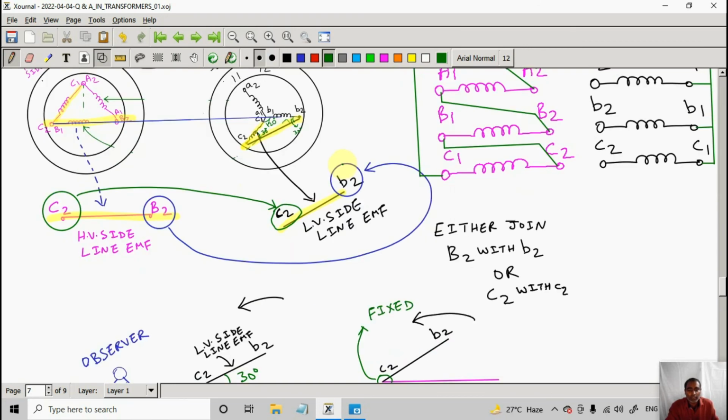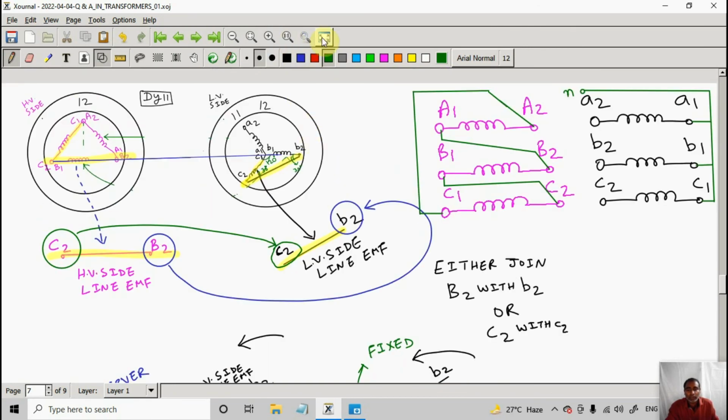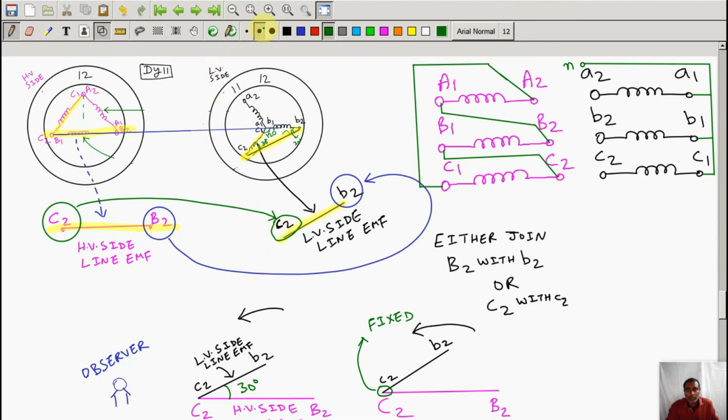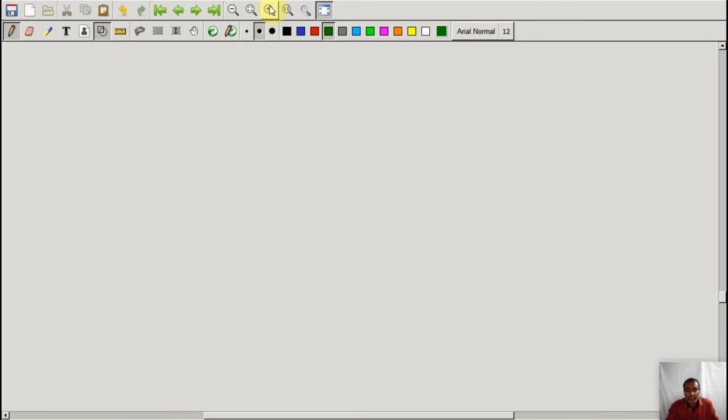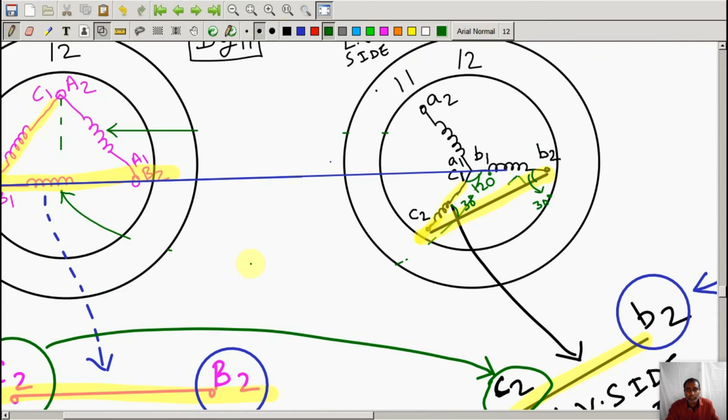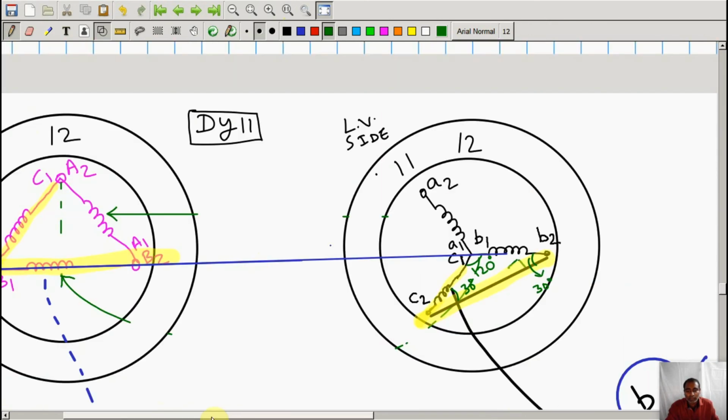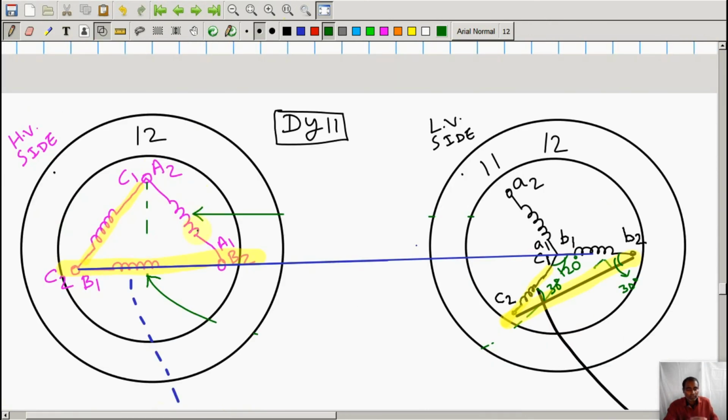Now one question may come to the mind of the reader: why was it told that we have to keep the phase windings parallel to each other, the way it is shown here? Phase A2 and here A2, A1 of LV side, HV and LV side, these two windings were said to be kept parallel to each other, isn't it? So why should they be parallel?